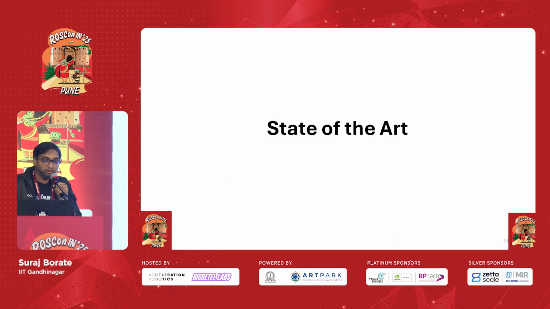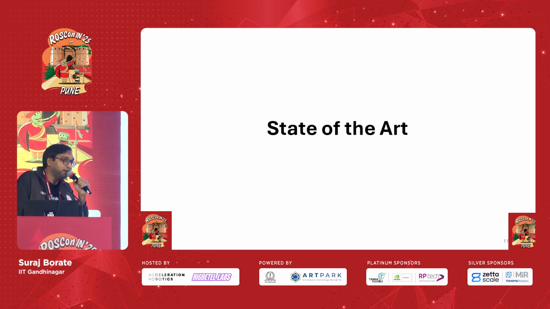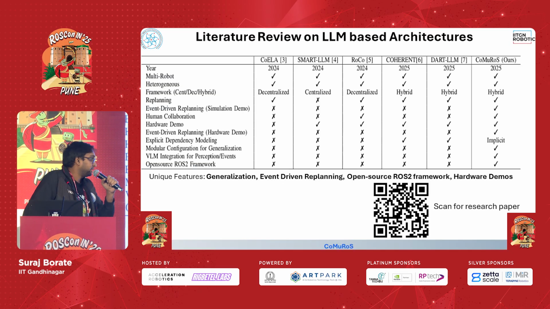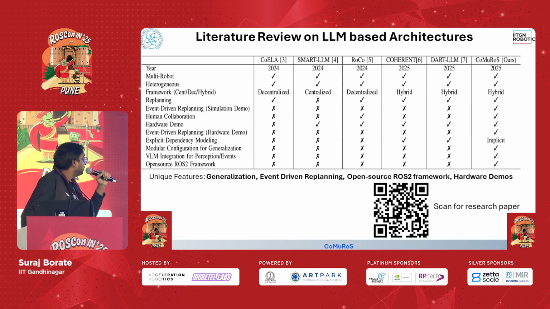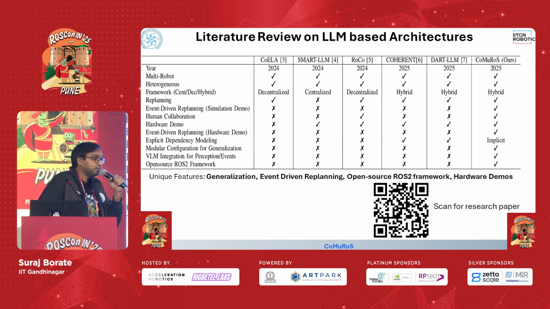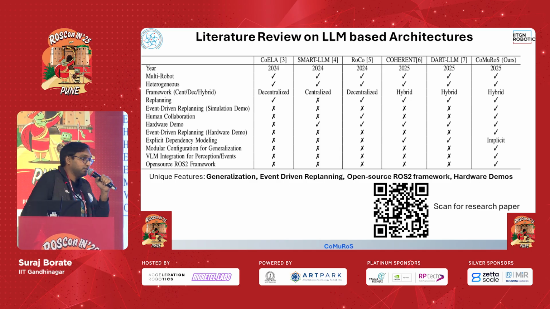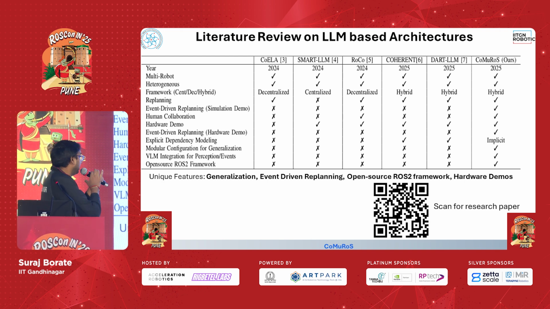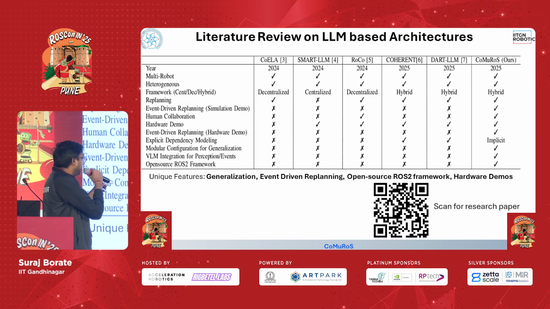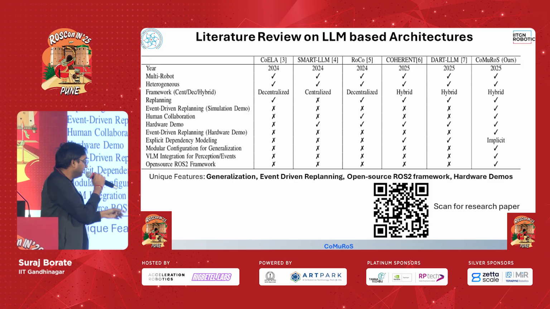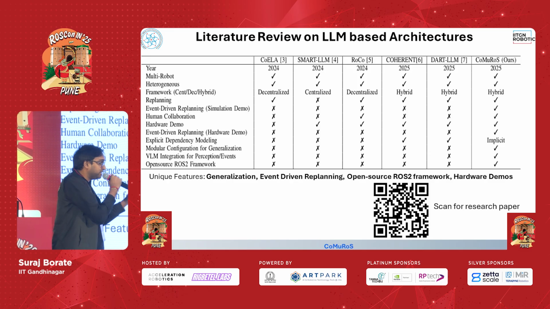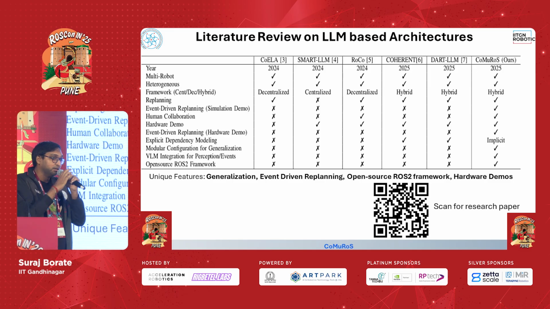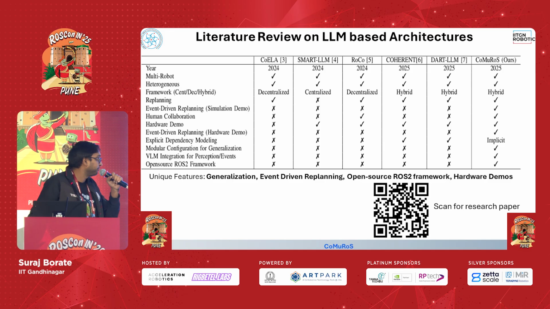Now let's bring that to the robots. But before that, let's compare our architecture with the state of the art in recent times. So from 2024 to 2025, these are the multi-robot architectures, and ours is the last column. And we see that we have unique features of generalization, event-driven replanning, and ours is a completely open source ROS2 framework. And we have demonstrated all this in hardware demos.